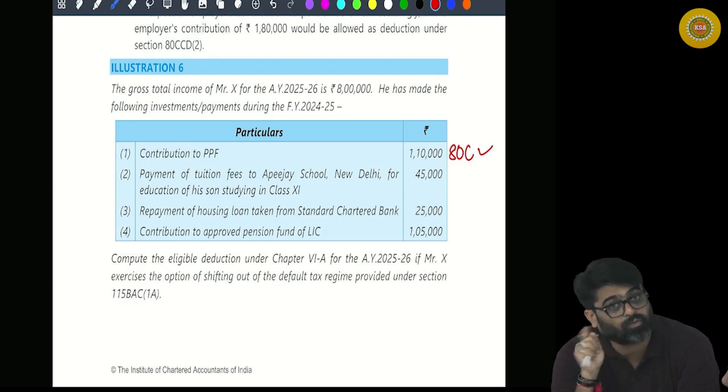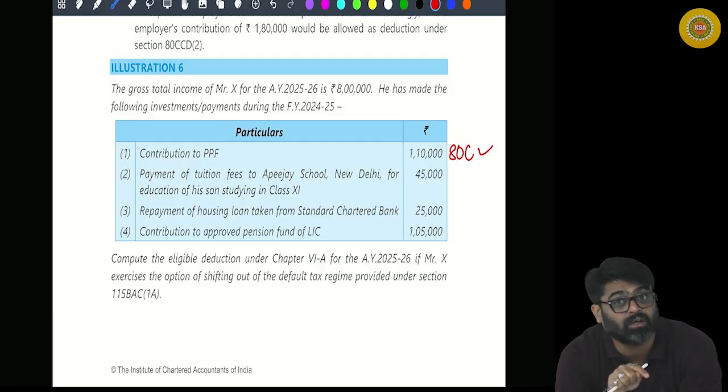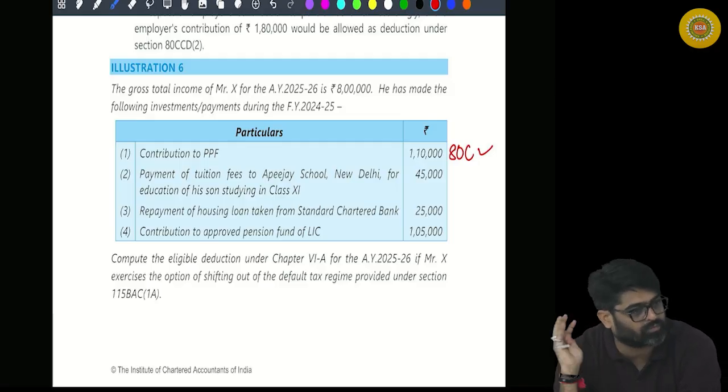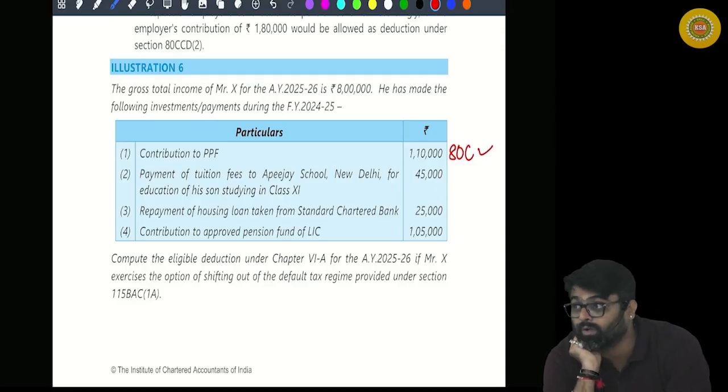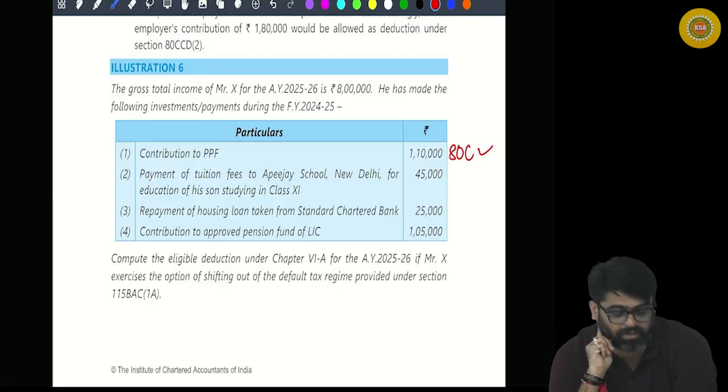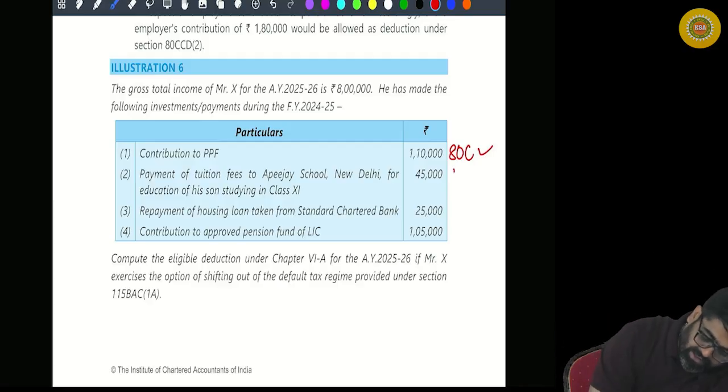Yes or no? And for that full-time education of his child, he is paying tuition fees. That tuition fees will be allowed. But if it was a development fees or it was a donation, then it is not allowed. Only the tuition fees. So will it be allowed under section 80C? Yes. This can also be claimed under 80C.